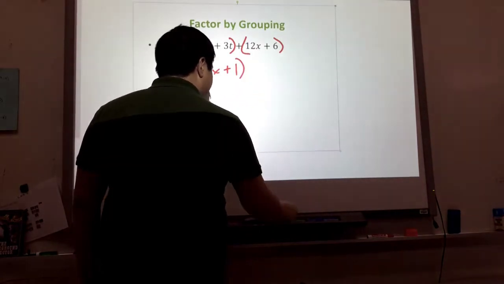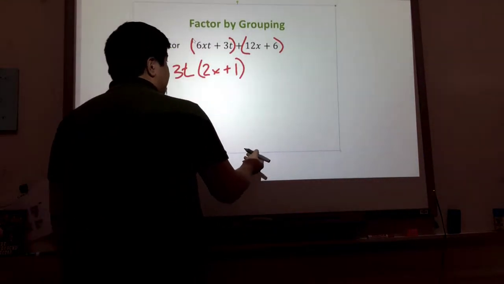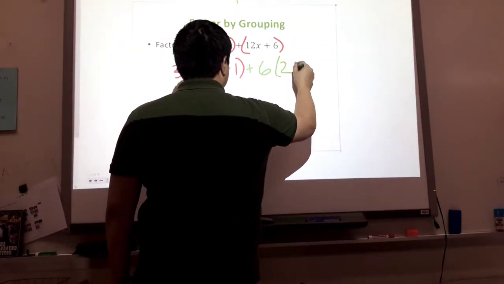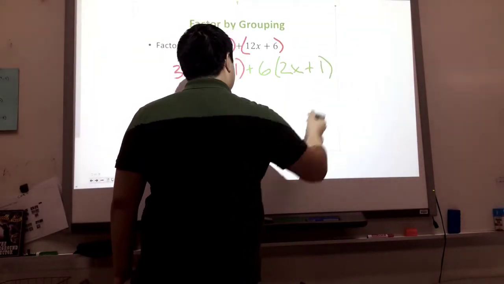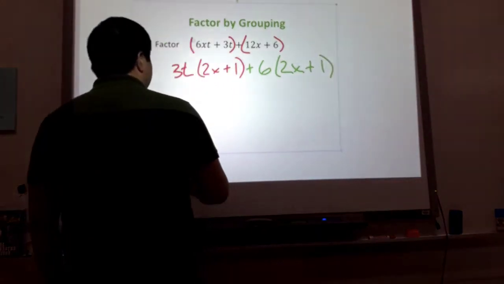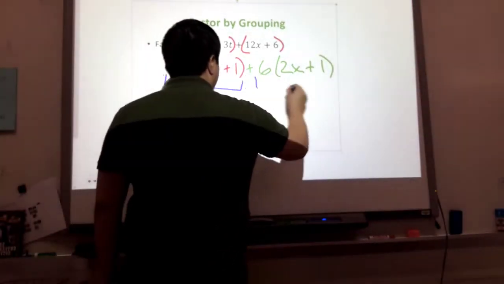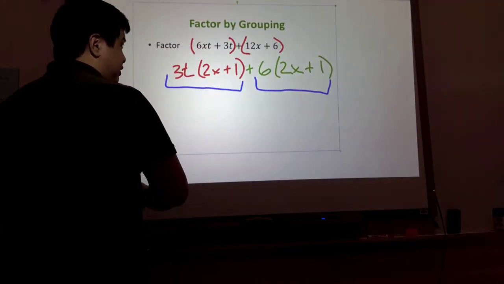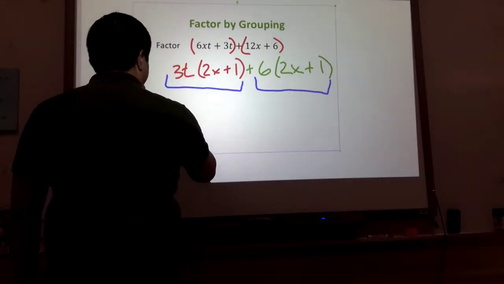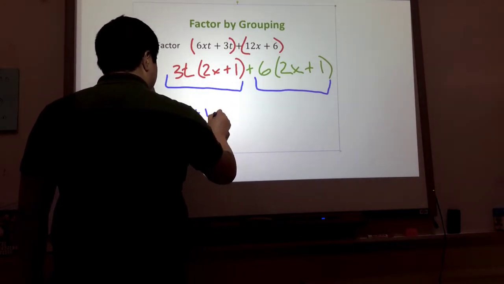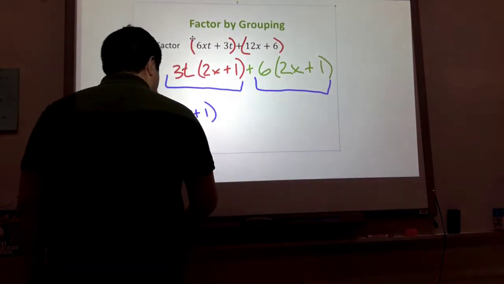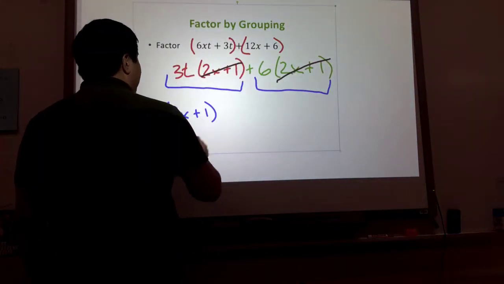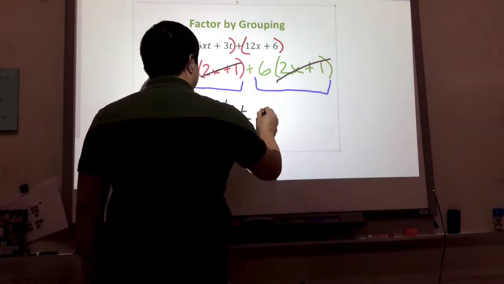From this one right here, we can factor out a 6. And when we factor out a 6, we get 2x + 1. Again, we get the same binomial each time. We have two terms. Once we do that, we factor out the binomial, which gets us 2x + 1 factored out. Then we have our second binomial, which we get from taking out that factor. We get 3t + 6.